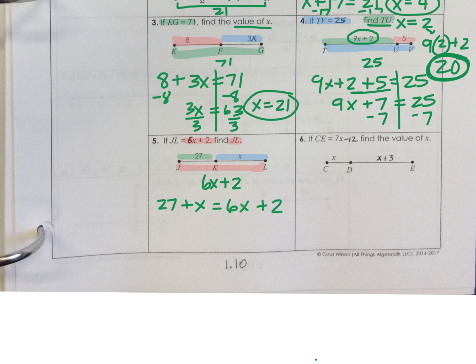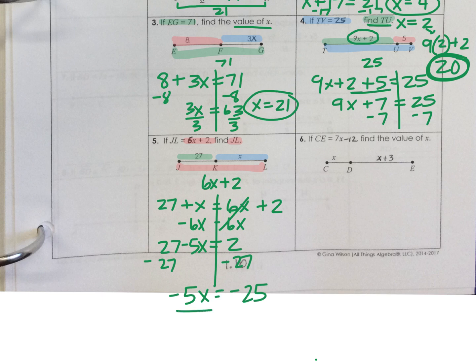All right, let's do some math. Minus 6x, minus 6x. 27 equals negative 5x. 27 minus 5x equals 2. We're going to subtract 27. Negative 5x equals negative 25. Divide by negative 5.